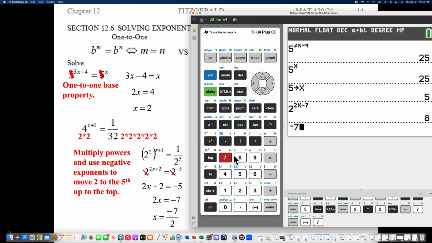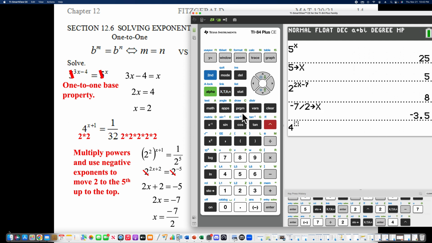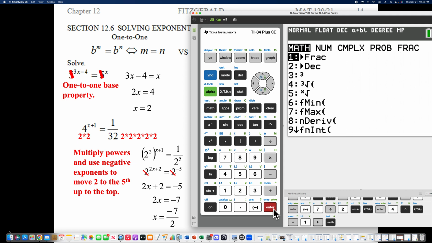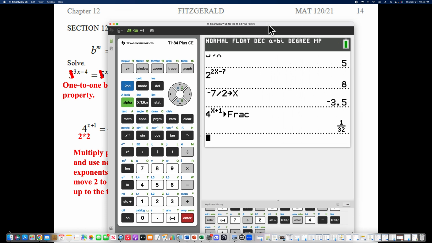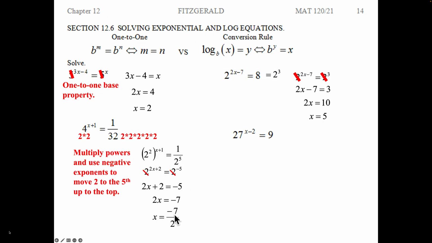Negative 7 divided by 2, store it in x. Type in 4 raised to the power of x plus 1. Now we want a fraction 1 over 32, so I'm going to go math, return my answer as a fraction. There's my 1 over 32, which matches what's on the paper, so I now know that for sure is correct.